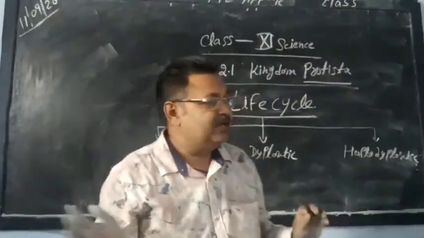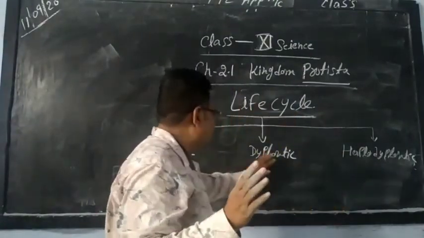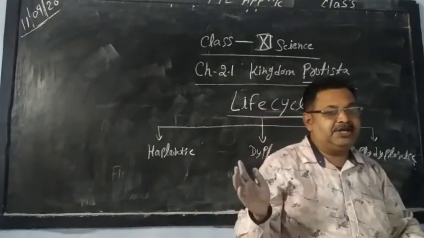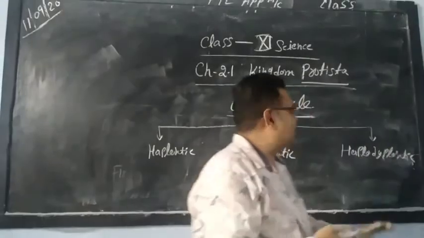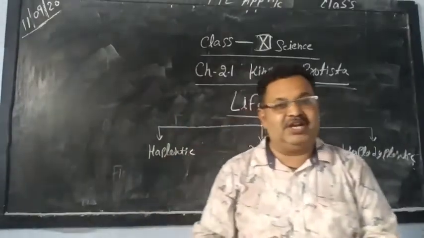Our lecture is over here. So life cycles are haplontic, diplontic and diplohaplontic. These three types of life cycle are present in protists. So our lecture is over here.